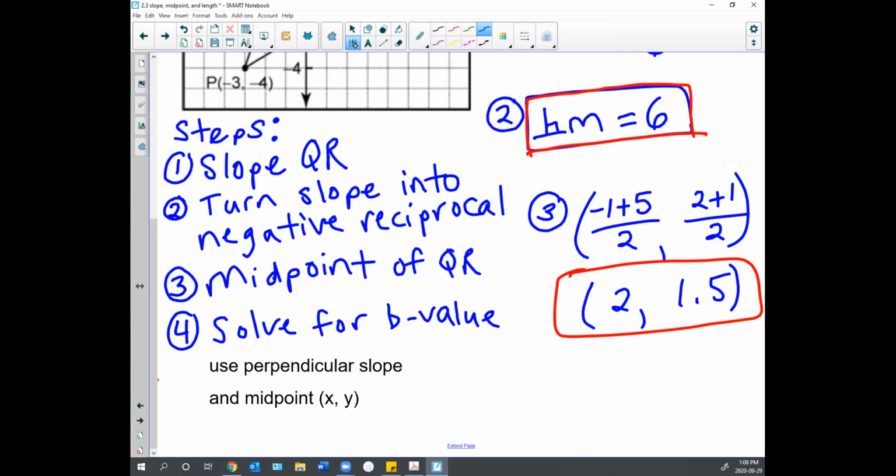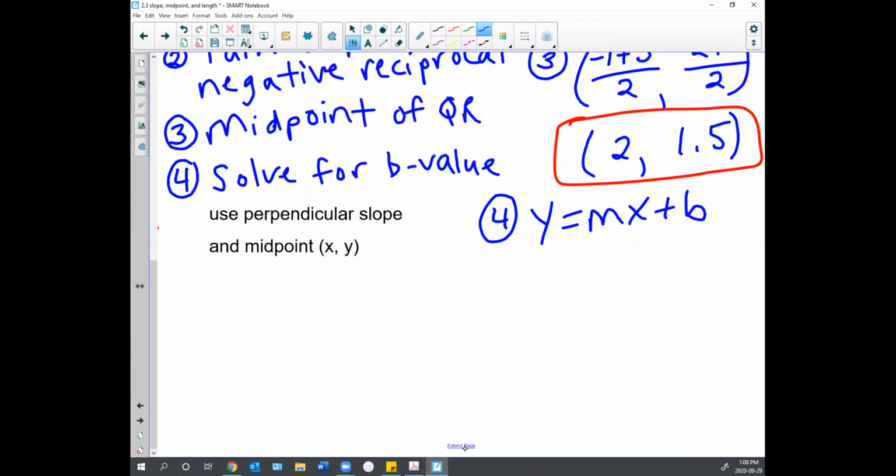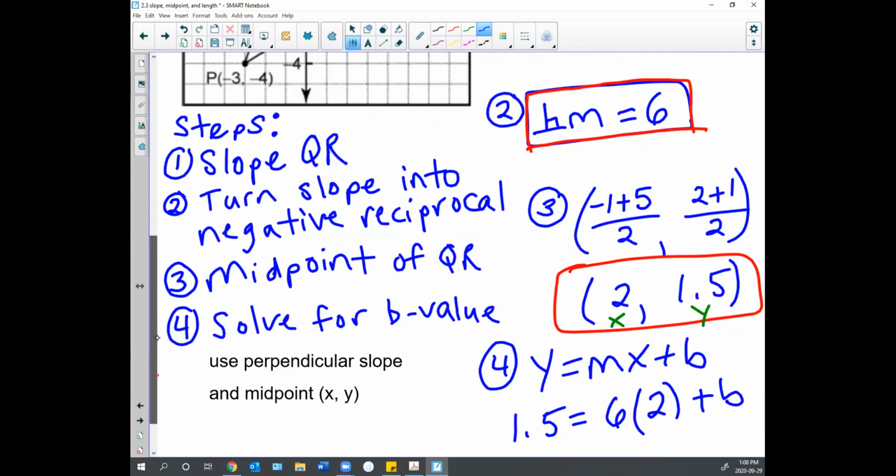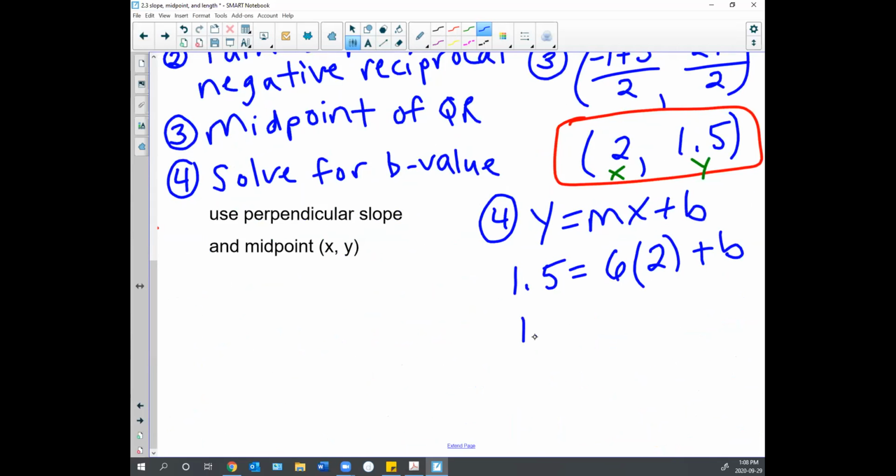So what I'm going to do now is in step 4, I'm going to grab y equals mx plus b. I'm going to plug in my midpoint for x and y and my slope, my perpendicular slope of 6 for m. So y is 1.5, slope is 6, x is 2, and I need to solve for b. So 6 times 2 is 12. How do I isolate for b?